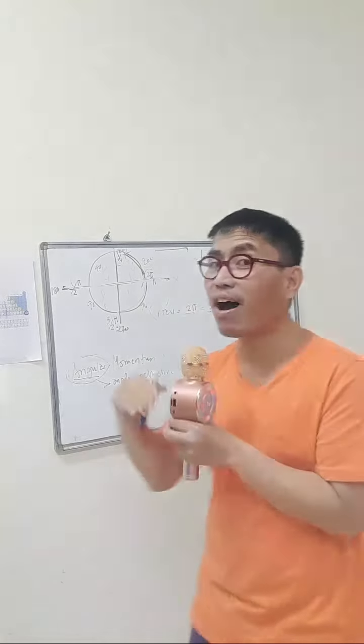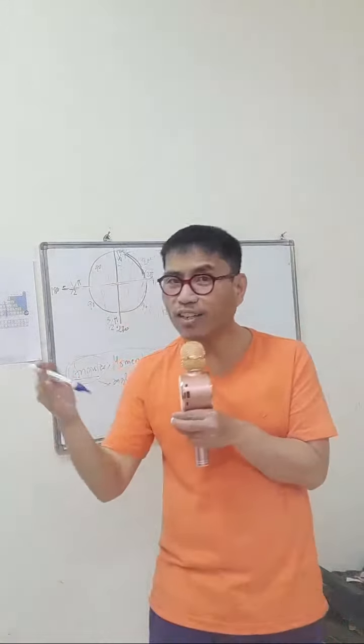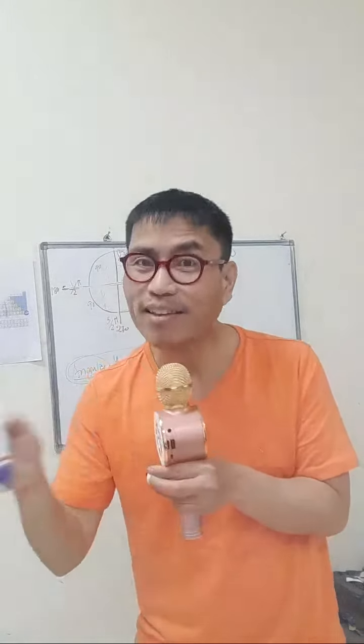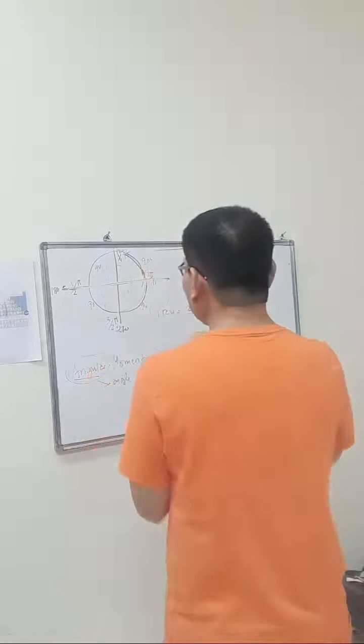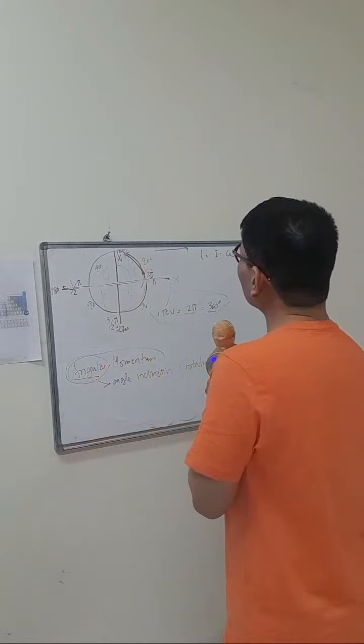Half of it is the pi only. Double the pi gives 2 pi. Pi plus pi is equal to 2 pi. So it's going to be like that, and now we understand.